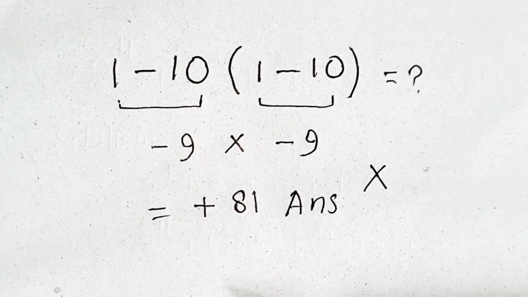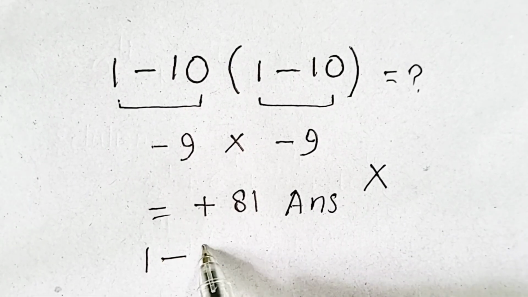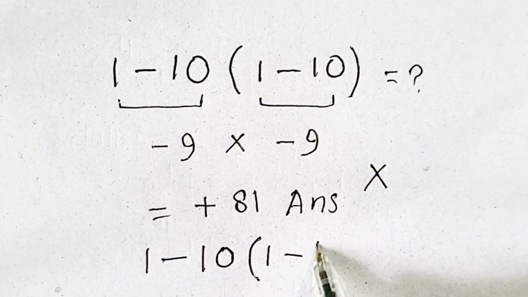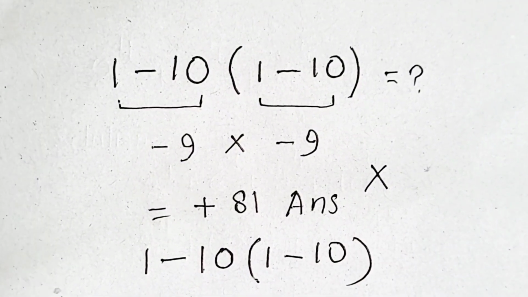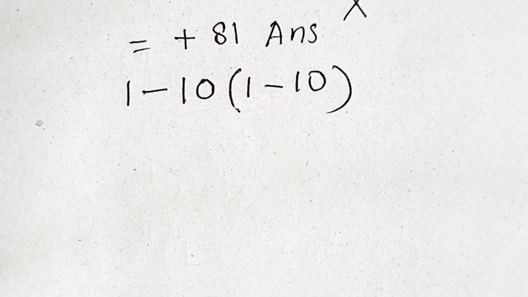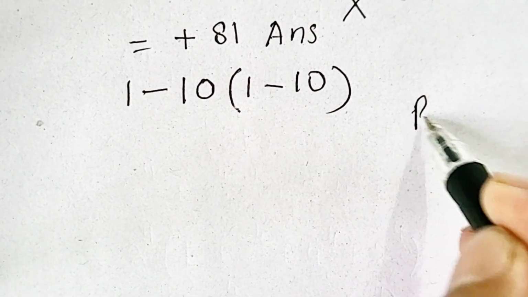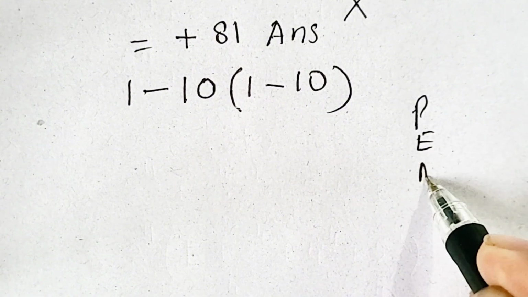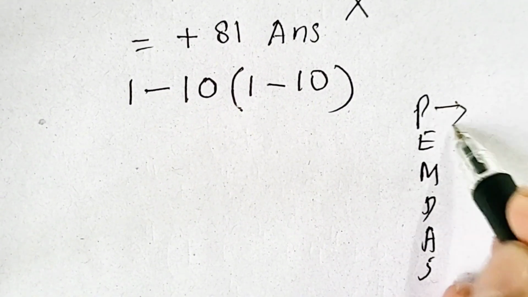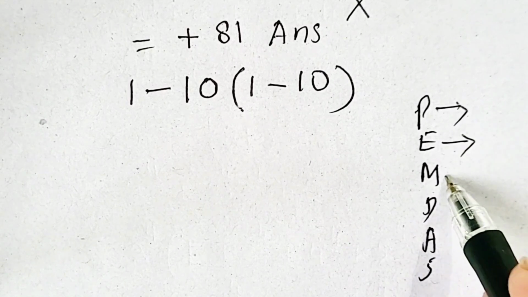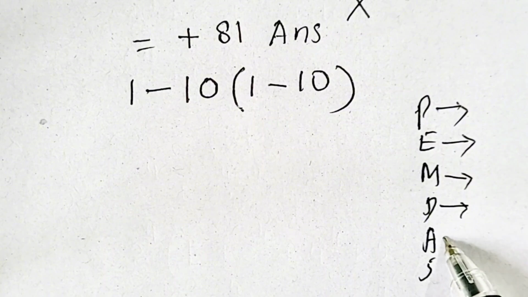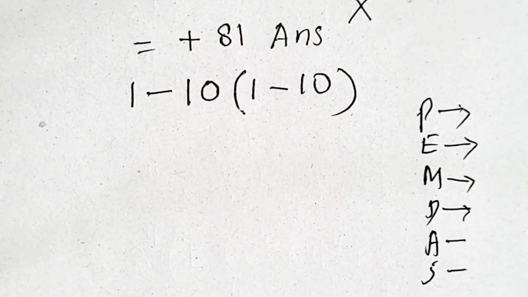Now I will solve it by the correct method. The question is 1 minus 10 times 1 minus 10. We have to follow the order of operations according to the PEMDAS principle. What is PEMDAS? First of all, we have to solve parentheses, then exponents, then multiplication and division, both have the same priority, then addition, then subtraction.